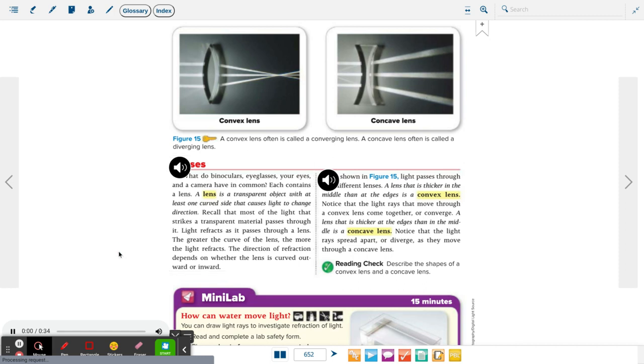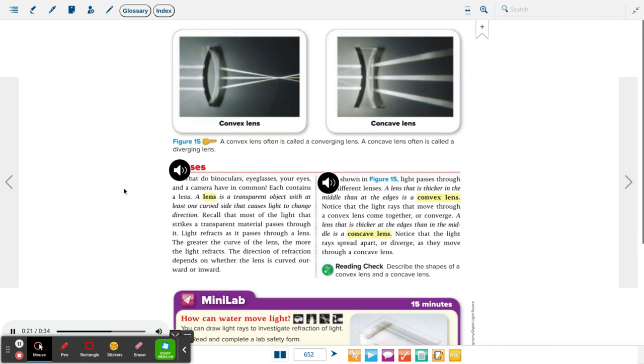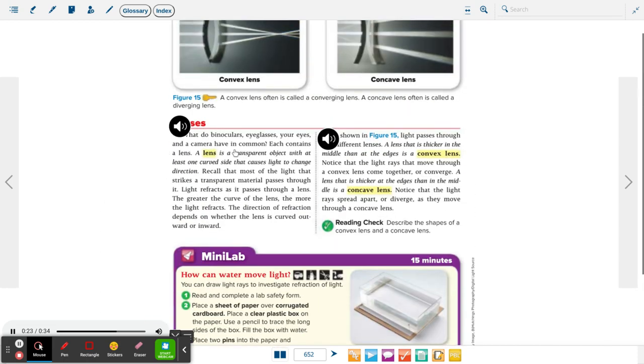Lenses. What do binoculars, eyeglasses, your eyes and a camera have in common? Each contains a lens. A lens is a transparent object with at least one curved side that causes light to change direction. Recall that most of the light that strikes a transparent material passes through it. Light refracts as it passes through a lens.